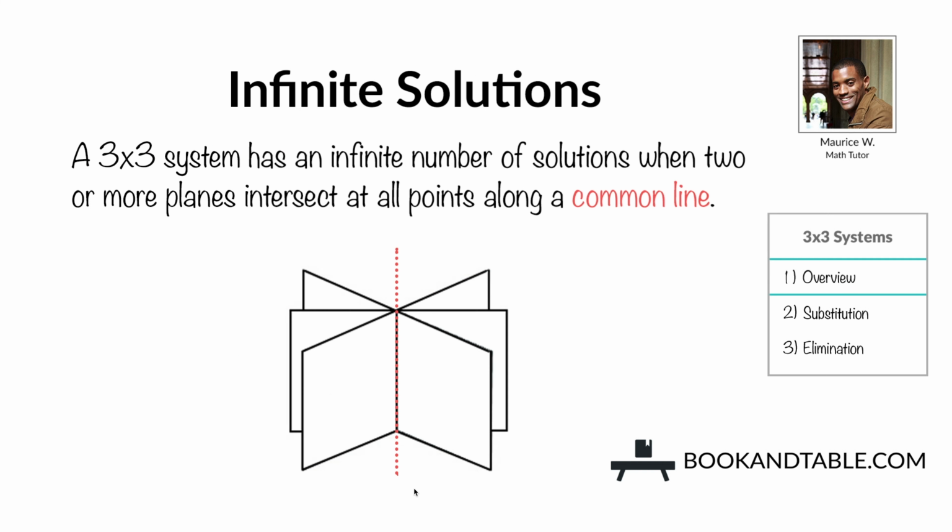Now on the flip side, there will be several scenarios that can produce an infinite number of solutions for 3x3 systems. A 3x3 system has an infinite number of solutions when two or more planes intersect at all points along a common line. So in this scenario, we have plane number 1, plane number 2, and plane number 3. And you'll notice they're all positioned in the same direction. They're all vertical.